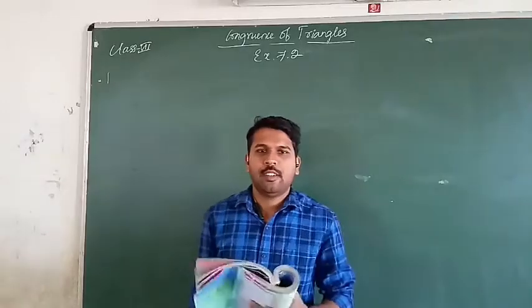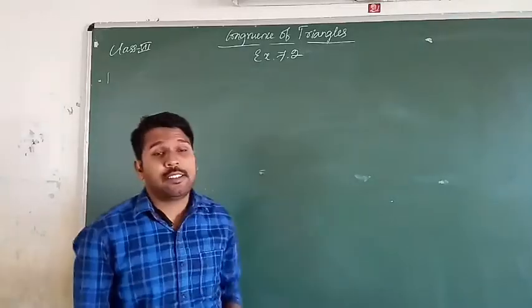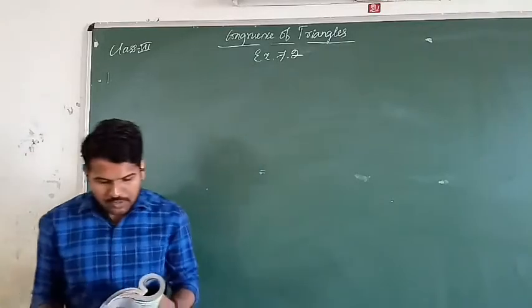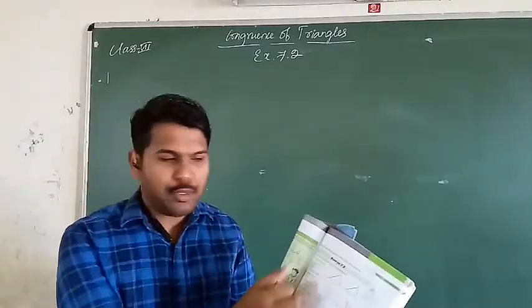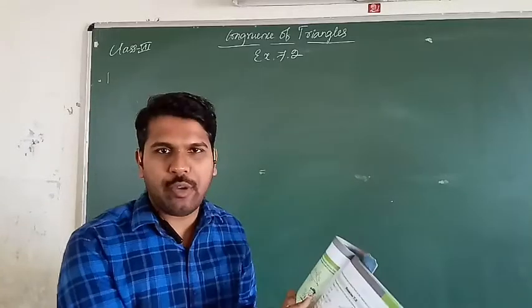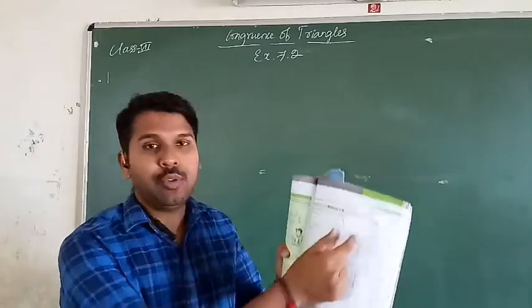Hello my dear students, today I am going to explain exercise 7.2. So first one, here they have given the figures and the congruent parts also. Just write down which criteria you have to use for these two triangles.